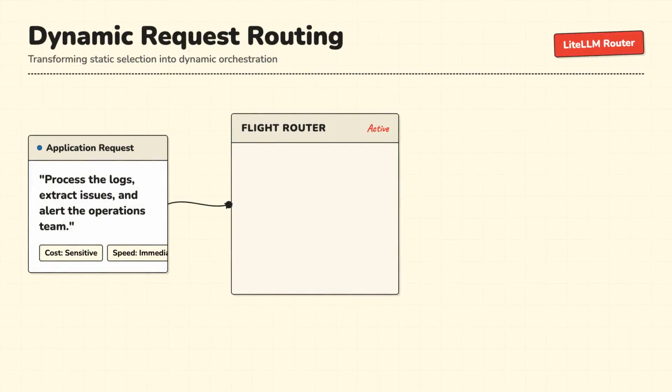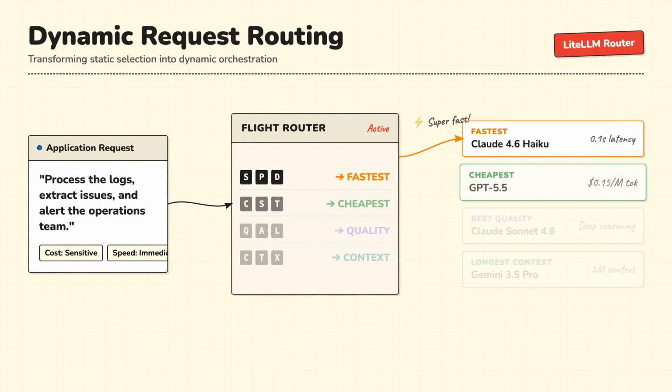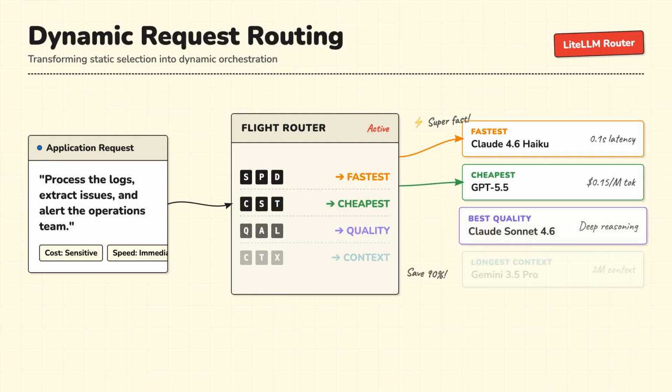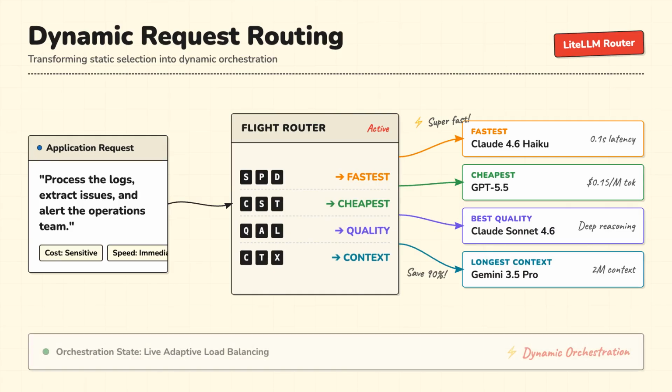Modern AI applications rarely use just one model anymore. Different models are good at different tasks. Some are faster, some are cheaper, some reason better. Some handle huge documents. LiteLLM allows applications to intelligently route requests between providers. This transforms AI infrastructure from static model selection into dynamic orchestration.